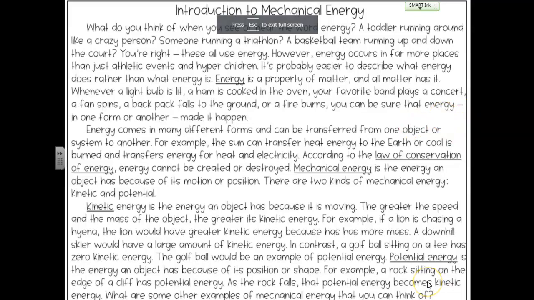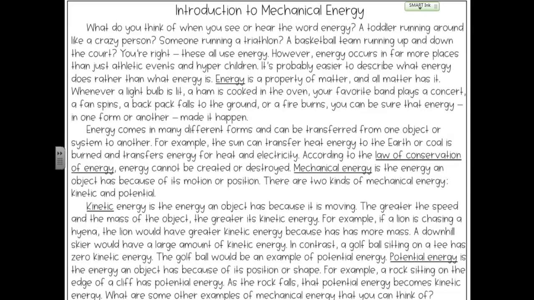Alright, so the introduction to mechanical energy. What do you think of when you see or hear the word energy? A toddler running around like a crazy person? Someone running a triathlon? A basketball team running up and down the court? You're right, these all use energy. However, energy occurs in far more places than just athletic events and hyper children. It's probably easier to describe what energy does rather than what energy is. Energy is a property of matter, and all matter has it.